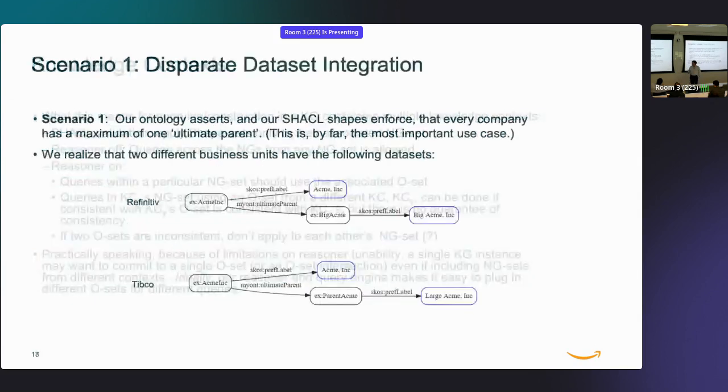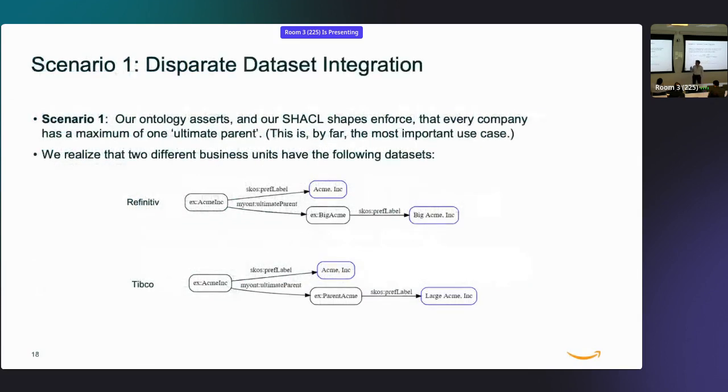So I want to rush through this to give you a couple concrete examples. Here's a nice example from my banking background, where a bank comes in and says, I want to buy customer data from a couple different external sources. I've got an ontology that says every company has a maximum of one ultimate parent. I buy data from Refinitiv, and it says Acme Inc.'s ultimate parent is Big Acme. I buy data from Tibco, and it says Acme Inc.'s ultimate parent is Large Acme. Now, my ontology says every company can have only one parent.